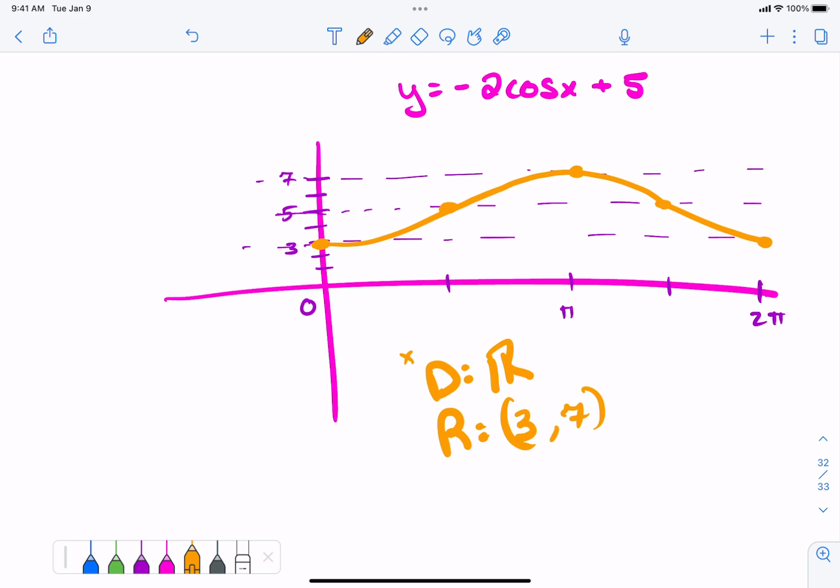Now I'm gonna give you another one, but I don't want you to graph it. I want you to tell me the domain and range. Ready? Okay.